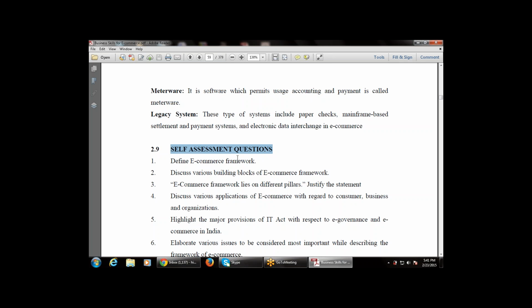Then the fourth point says discuss various applications of e-commerce with regard to consumers, business and organizations. That is, how e-commerce can be used in applications related to the consumer, business and the organizations. Then next, highlight the major provisions of the IT Act with respect to e-governance and e-commerce in India. What are the major provisions available in the IT Act with respect to e-governance and e-commerce in India.